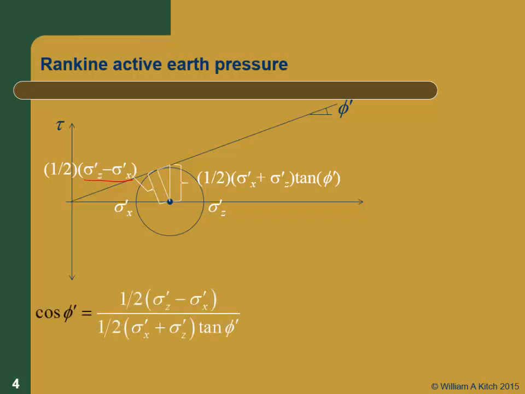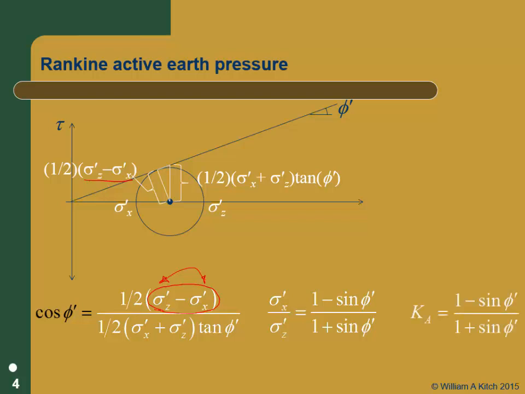And now we have that cosine of phi prime is now 1 minus sigma z minus sigma x. This is the only thing that's changing in our equation. These two terms have been flipped around from the passive case. That's the only thing that's changing. And so when I solve this one, I'm going to get that sigma prime x over sigma prime z is 1 minus sine phi over 1 plus sine phi instead of 1 plus sine phi over 1 minus sine phi. And that is going to be equal to Ka.